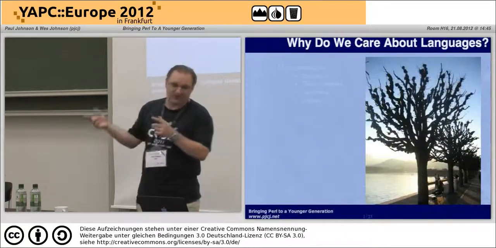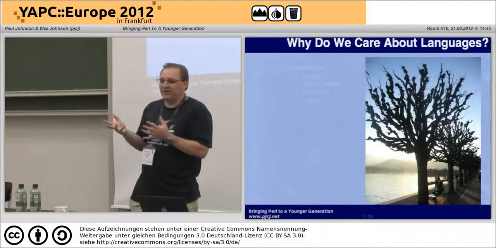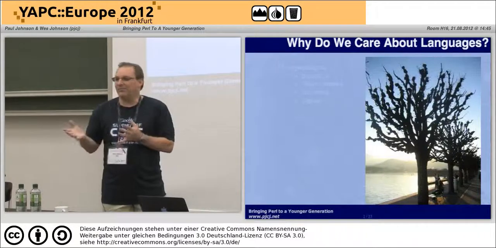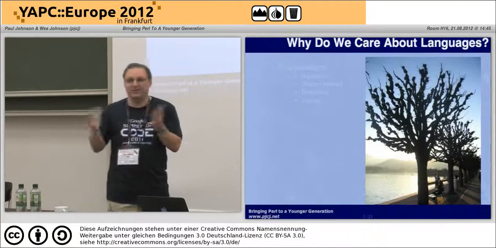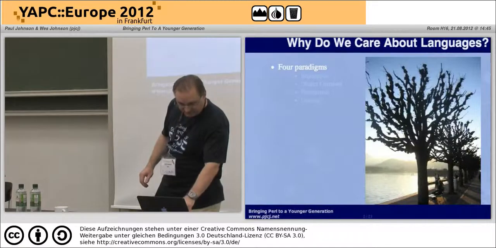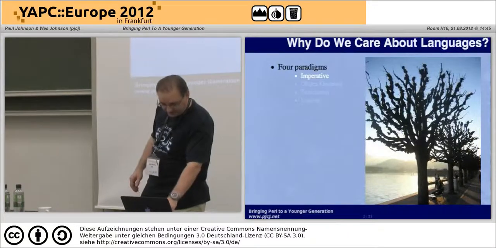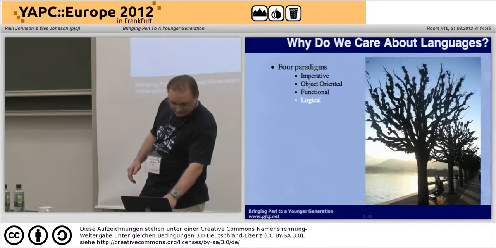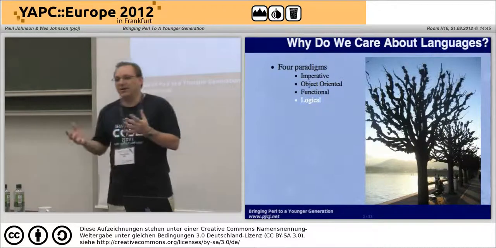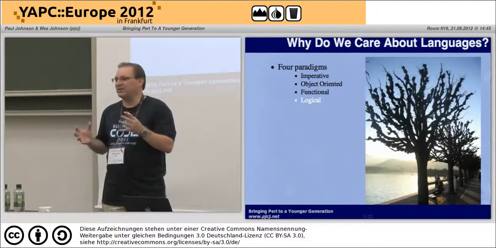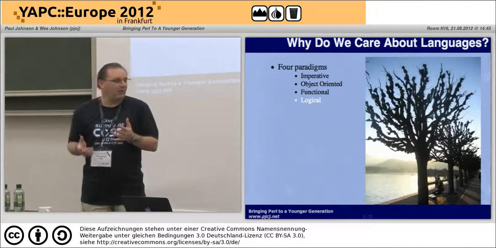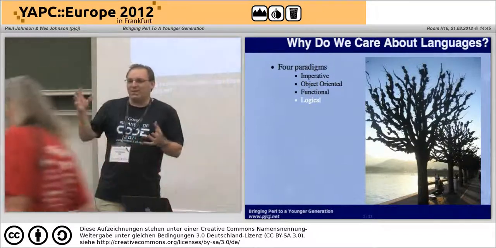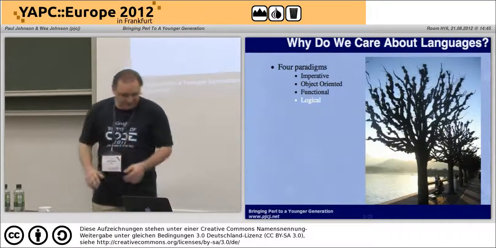But let's just take one step quickly back again. Why do we even care about languages at all? Once we've learned one language, it's Turing complete. We can solve any problem that's solvable in that language. Turns out there are four main programming paradigms that programming languages fall into: imperative, object-orientated, functional, and logical. And each one of these paradigms attacks problems from a different way. And by knowing a language in each of these areas, we can think about problems in a different way and attack them in different ways.